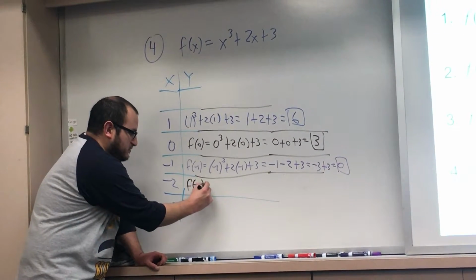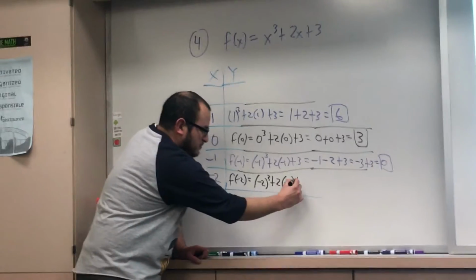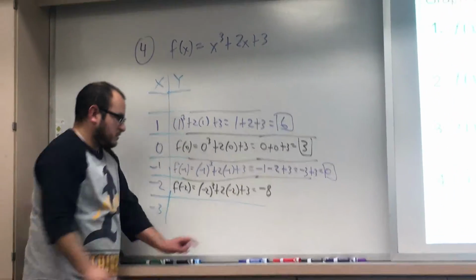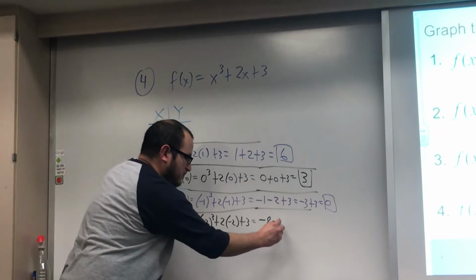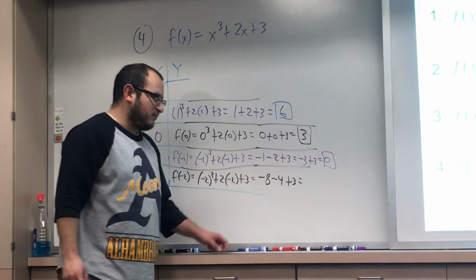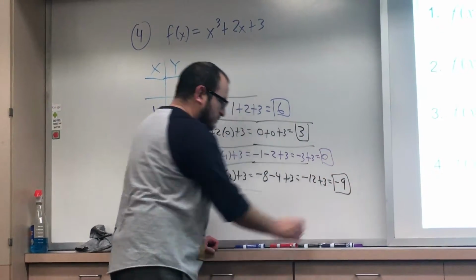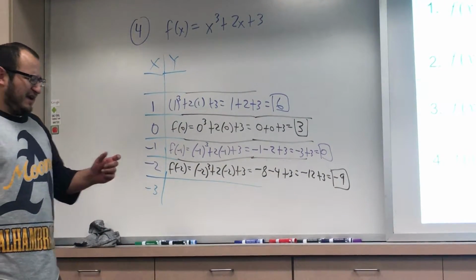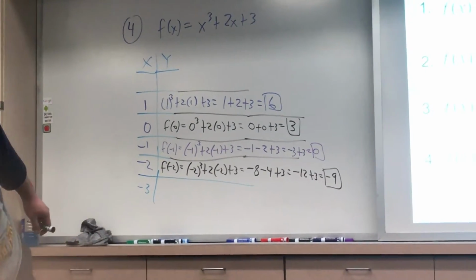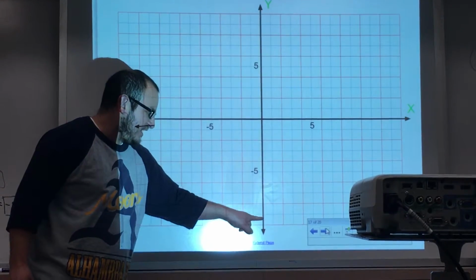F of negative 2 gives me negative 2 cubed. Negative 2 cubed is negative 8. 2 times negative 2 is negative 4. Order of operations tells me to subtract that negative 8 from 4, gives me negative 12, plus 3 gives me negative 9. Excuse me. And again, to me, negative 9 is a big number. I'm going to switch it to my graph. My graph goes only up to 5, 6, 7, 8, 9, 10.